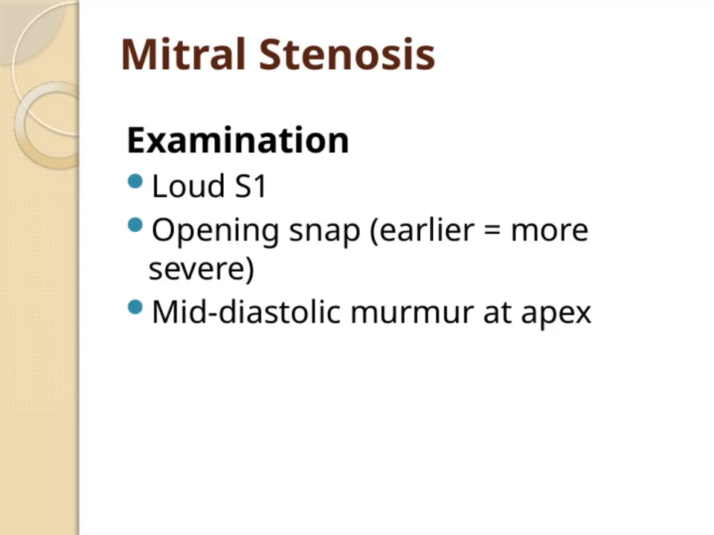Let's talk about the examination findings for mitral stenosis. First, you'll often hear a loud S1, which makes sense because the mitral valve is closing forcefully due to the narrowed opening. You might also notice an opening snap, and the timing of this snap is important. If it occurs earlier in diastole, it indicates more severe stenosis. Additionally, during auscultation, you may hear a mid-diastolic murmur at the apex of the heart. This murmur results from turbulent blood flow across the narrowed mitral valve during diastole.